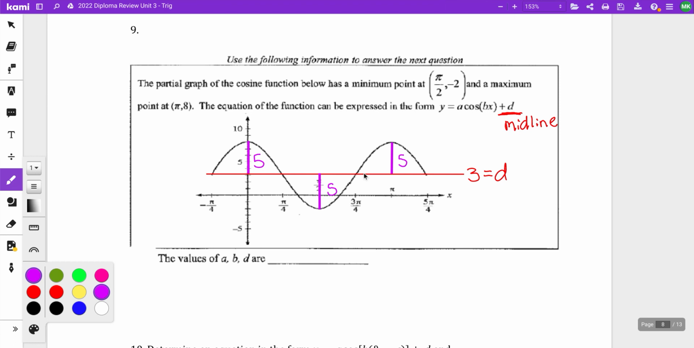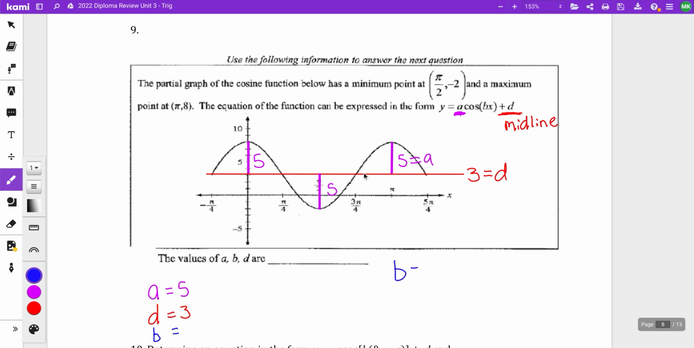That red line I drew, that midline, that's your D value. That distance to the top and the bottom is actually your A value. Right? That's your amplitude, distance from middle to top. So I know A is 5, D is 3. What I don't know is B. B is always going to be the trickier one. C is the hardest one. We don't have a C value, luckily. But B is definitely a little bit trickier. B equals 2 pi divided by the period.